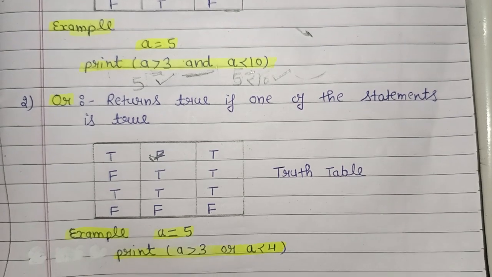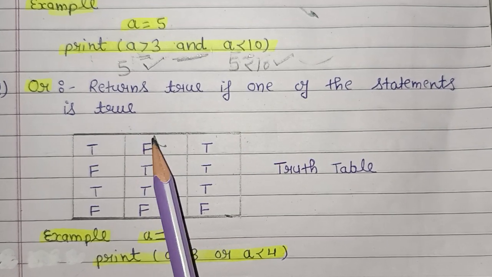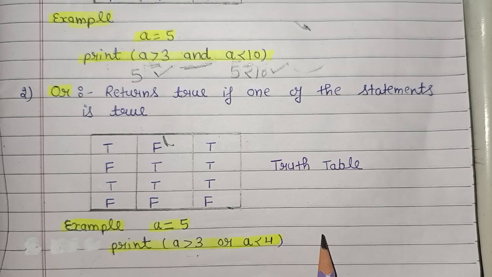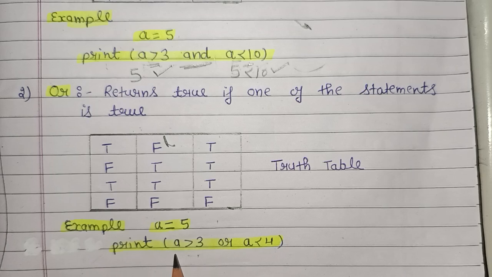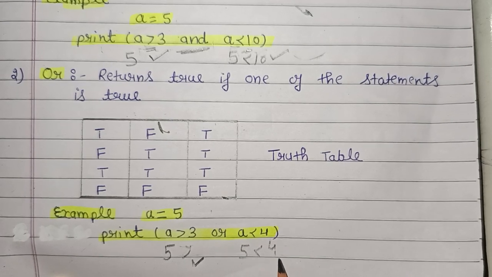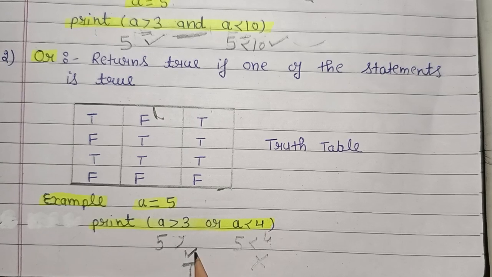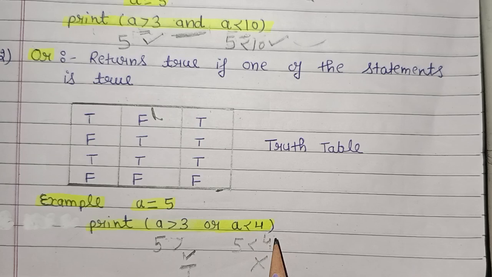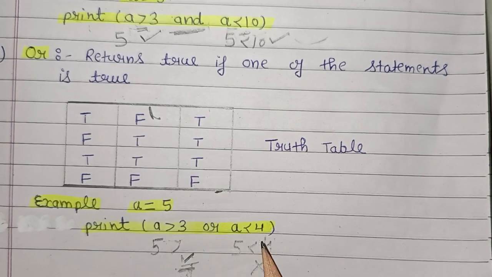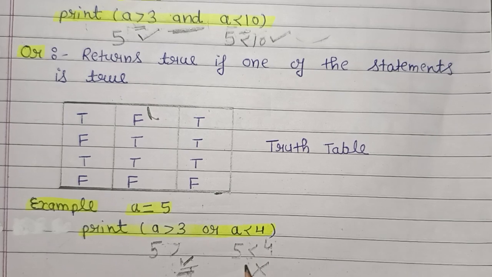The second logical operator is OR. OR returns true if one of the statements is true. Here we have two statements. If one statement is true, it will give us the value true. Here we have taken 5 greater than 3, the statement is true. Or 5 less than 4, the statement is false. So one statement is true. We have two statements, first and second, but the first statement is true, and OR returns true if one of the statements is true. So it will give us true output. Otherwise, if both statements are false, it will give us false as a Boolean result.